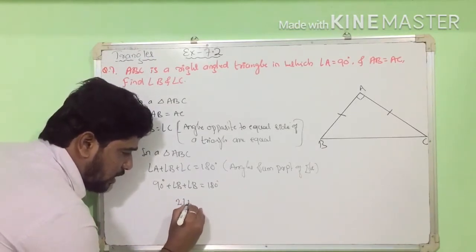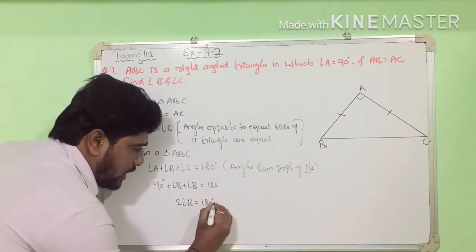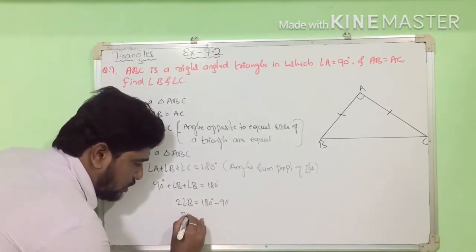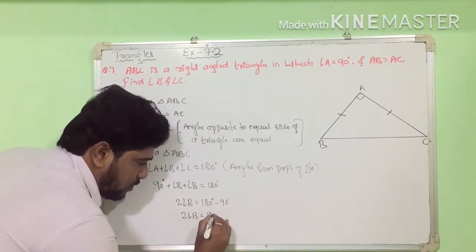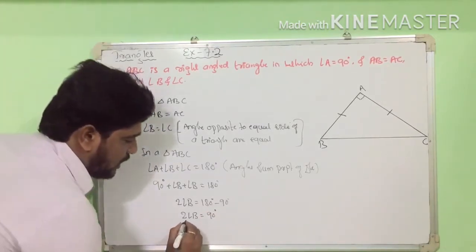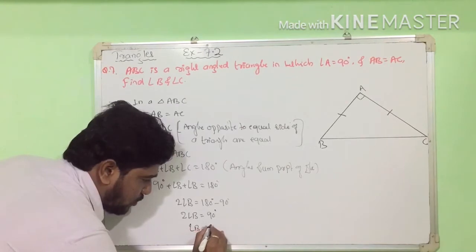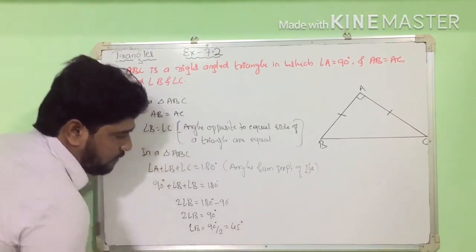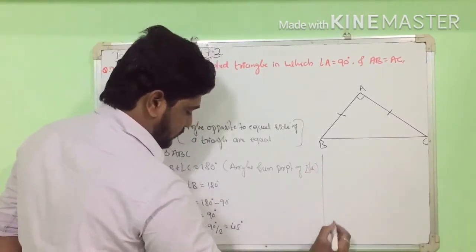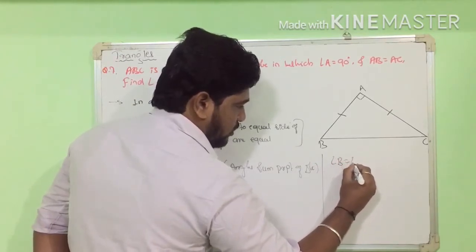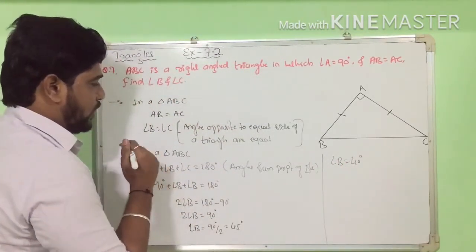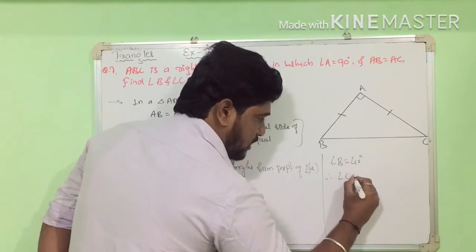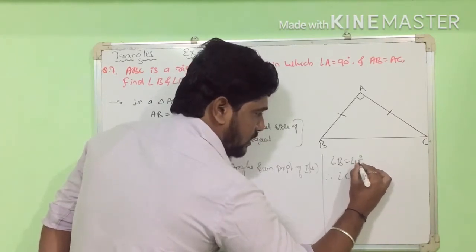So 2 angle B is equal to 180 minus 90. It comes to the RHS side, it becomes a minus. So here 2 angle B is equal to 90, right? Then angle B is equal to 90 by 2, divide. This becomes 45, right? So angle B is equal to 45, and also we proved here angle B is equal to angle C. So therefore angle C is also 45, right?